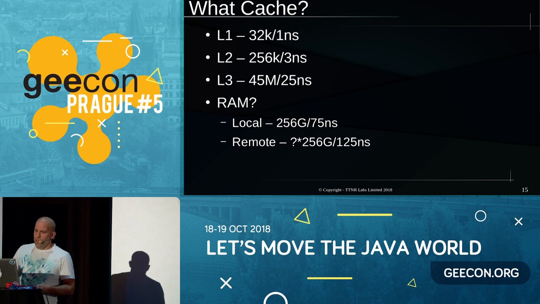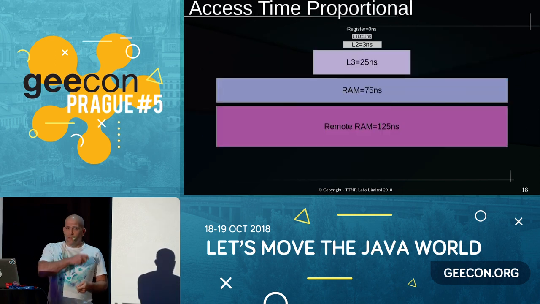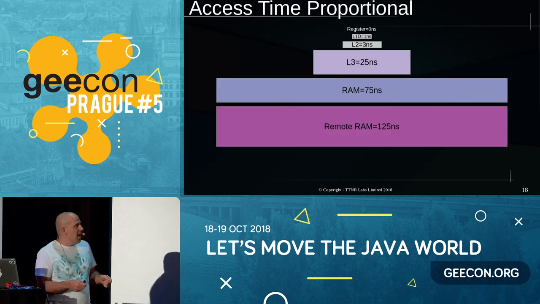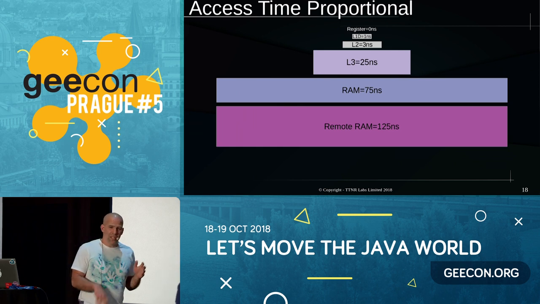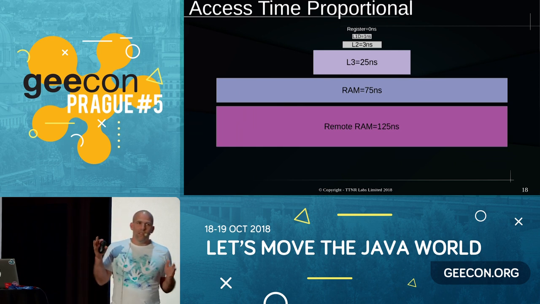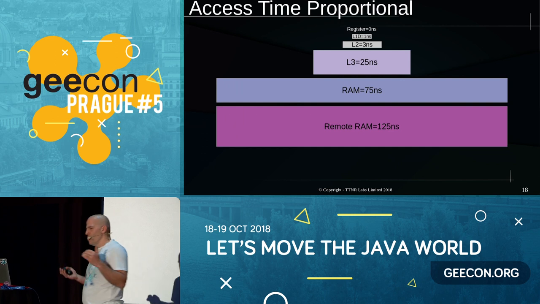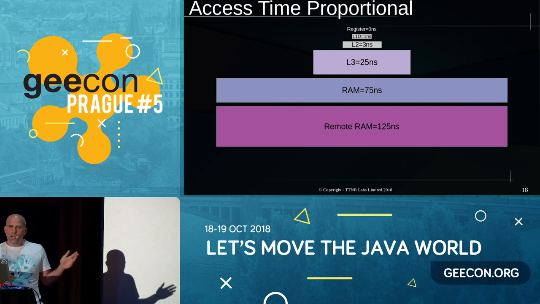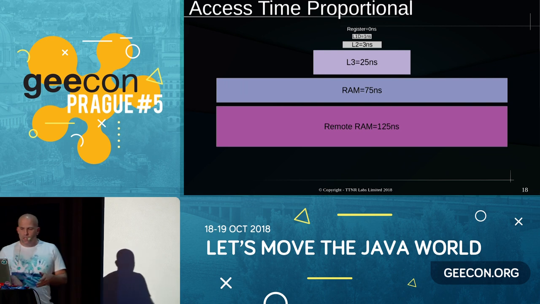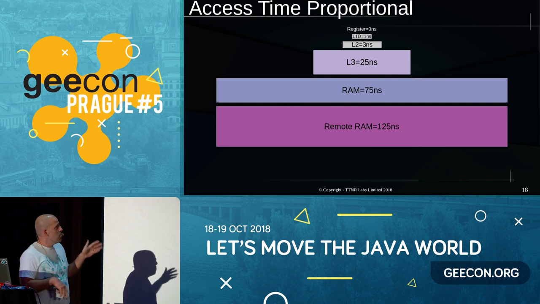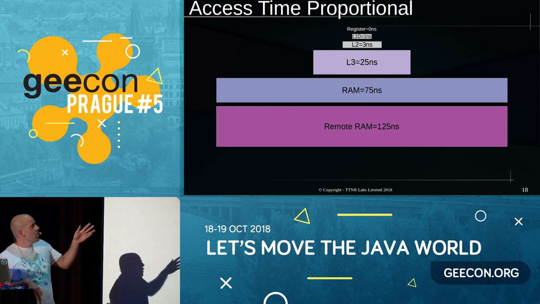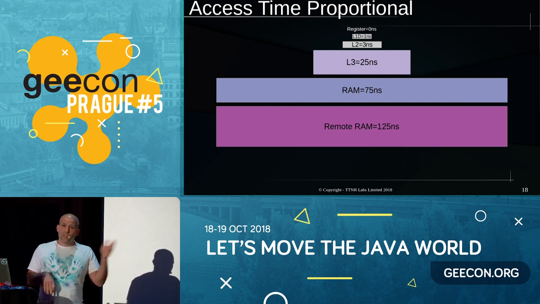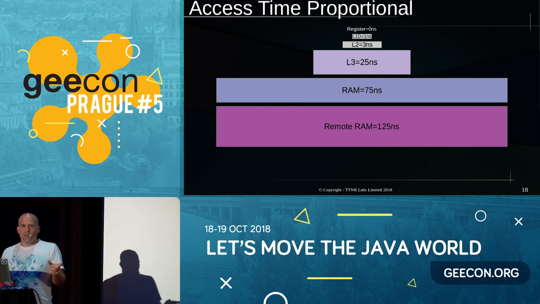If we remember here, we don't need to remember actually, because I have yet another picture for you. I completely forgot about it. So this is the time proportions. So when you go to registers, it doesn't cost anything. Maybe it costs a little bit, but it doesn't cost much. Going to L1 is like 1 nanosecond, 3 nanoseconds to L2. And when we hit RAM, we're at 75 nanoseconds. So 75 times more expensive than just doing something locally.